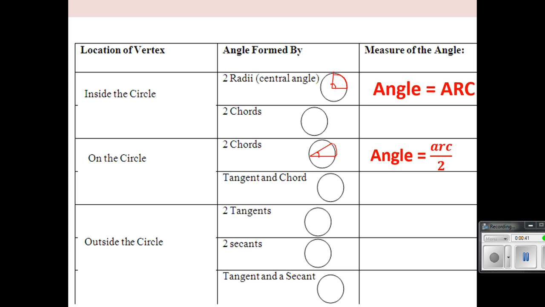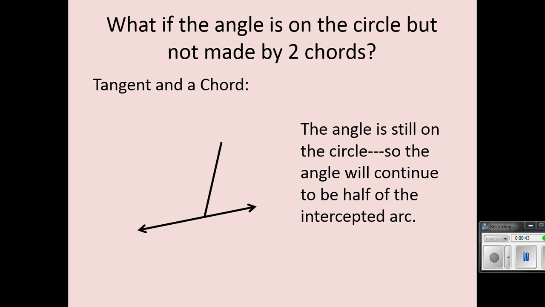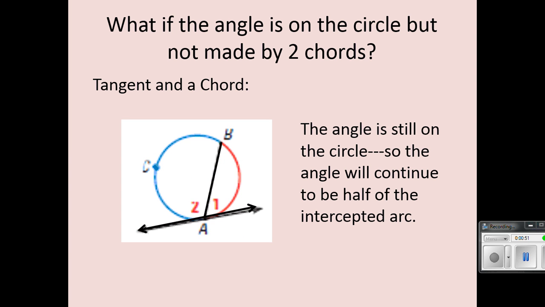All right, now let's talk about what we would do if we have an angle on the circle but not formed by two chords. We have it formed by a tangent and a chord. This angle is still considered on the circle, so the angle will continue to be half of the intercepted arc.